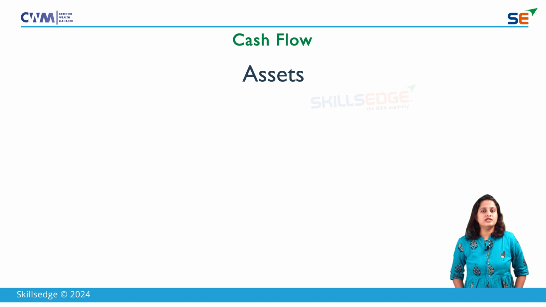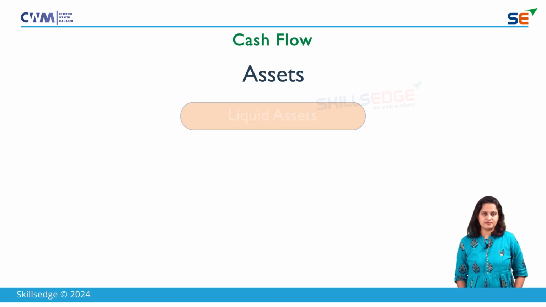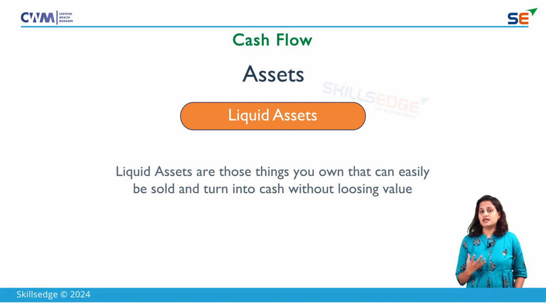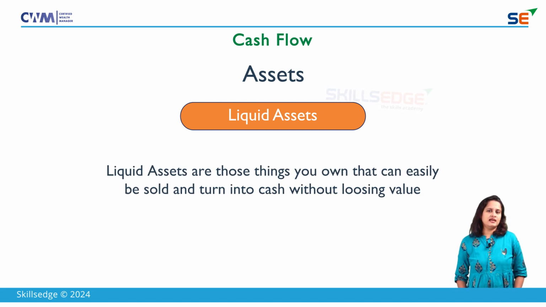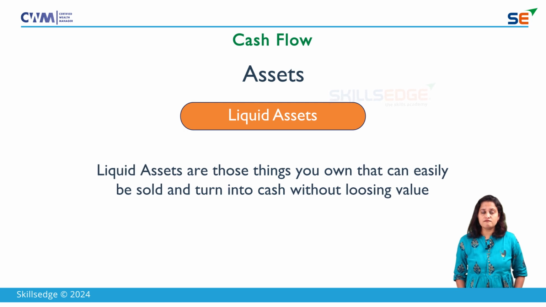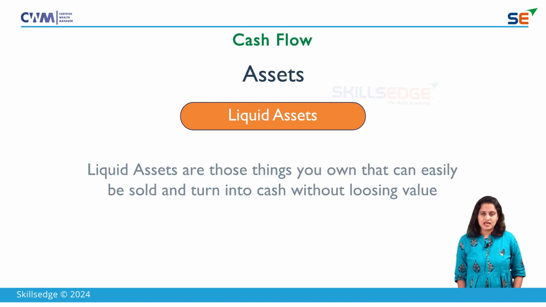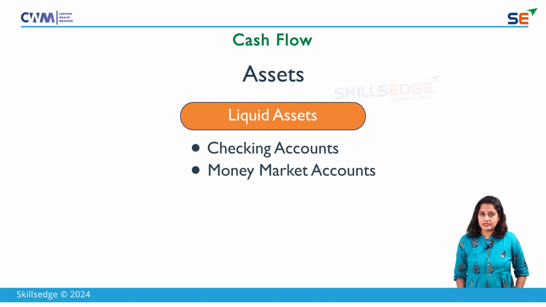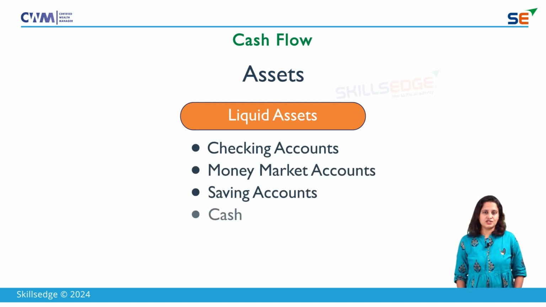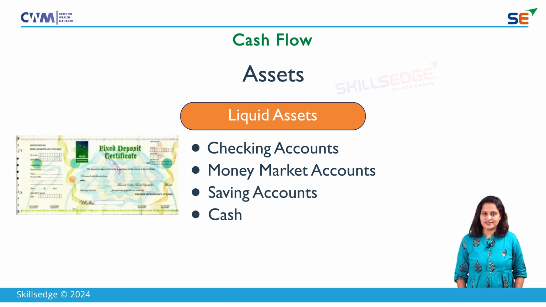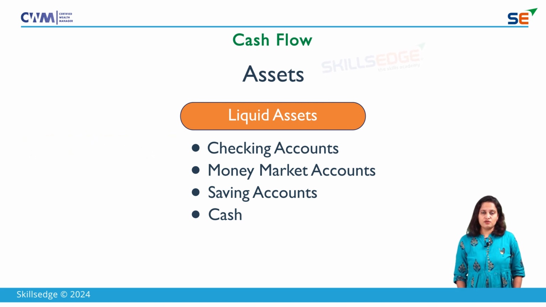Assets can be classified into three distinct categories. Liquid assets. These are things you own which are easily saleable or which can turn into cash without losing its value. These include checking accounts, money market accounts, savings account, and cash. Some people include certificate of deposits in this category. But the problem with certificate of deposits is that most of them carry early withdrawal fees. Thus, you lose a little value of investment made.